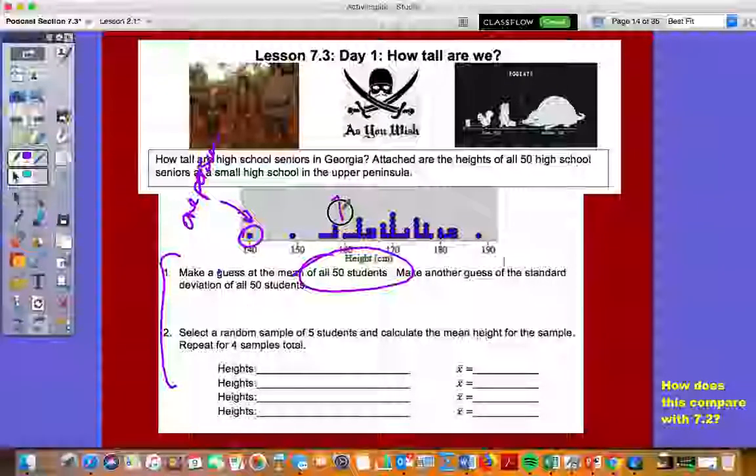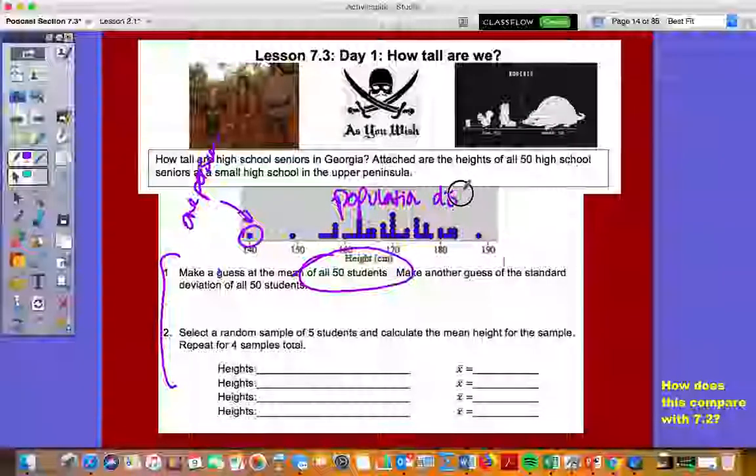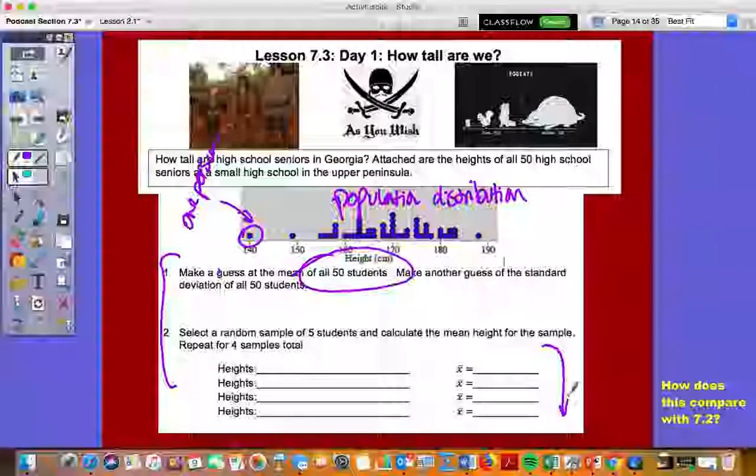So just put up here, like Torrance said, this is a population distribution. It's all 50 students. And what I want you to do is go through, guess what the standard deviation and the mean is. Just guess it here. And then I want you to take a random sample of 5 students, average their height together, and repeat that 4 times. Okay? Now, what are we moving into, Kristen, on this? We take a population distribution. What is this down here?